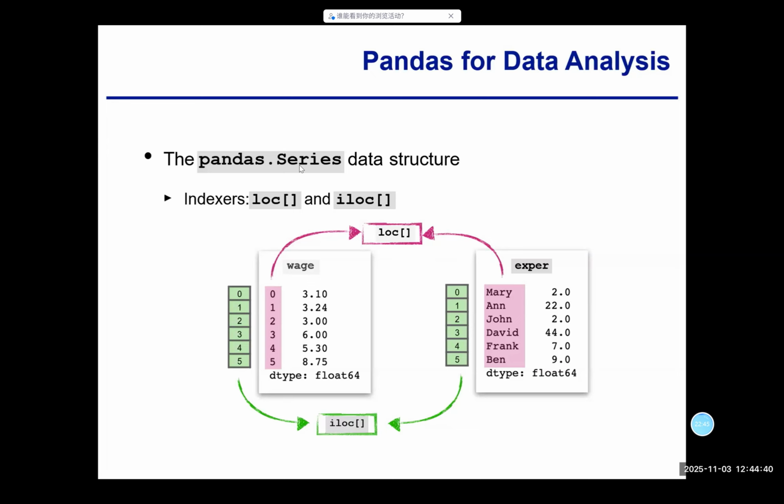So let's try to understand the names first. Actually, the name loc is short for the word location. So whenever we use loc, we are referring to the pink system, in other words, the label-based system. Whenever we use iloc, which is i-location, we are using the green, or the integer position-based system. Now here comes the new challenge: how do we remember which name is which?